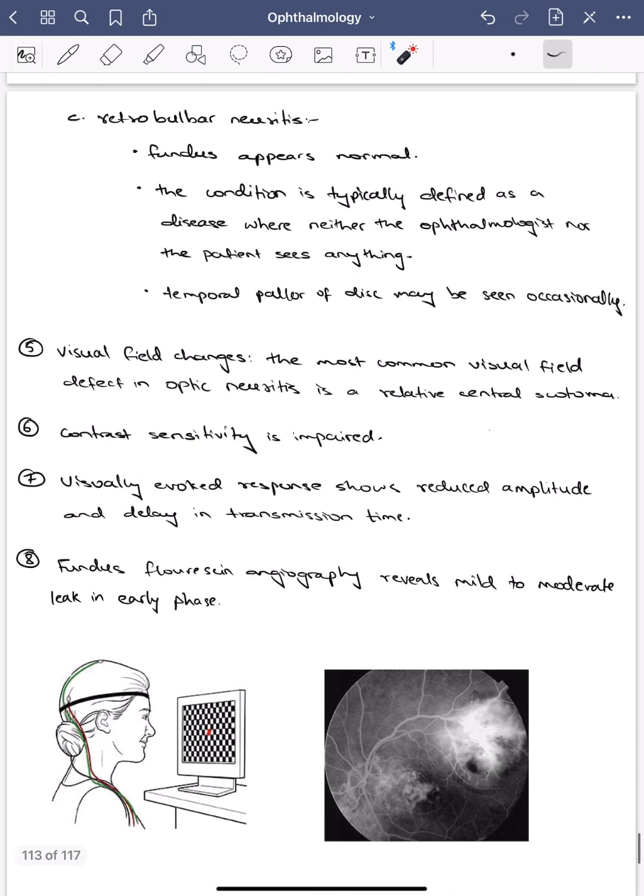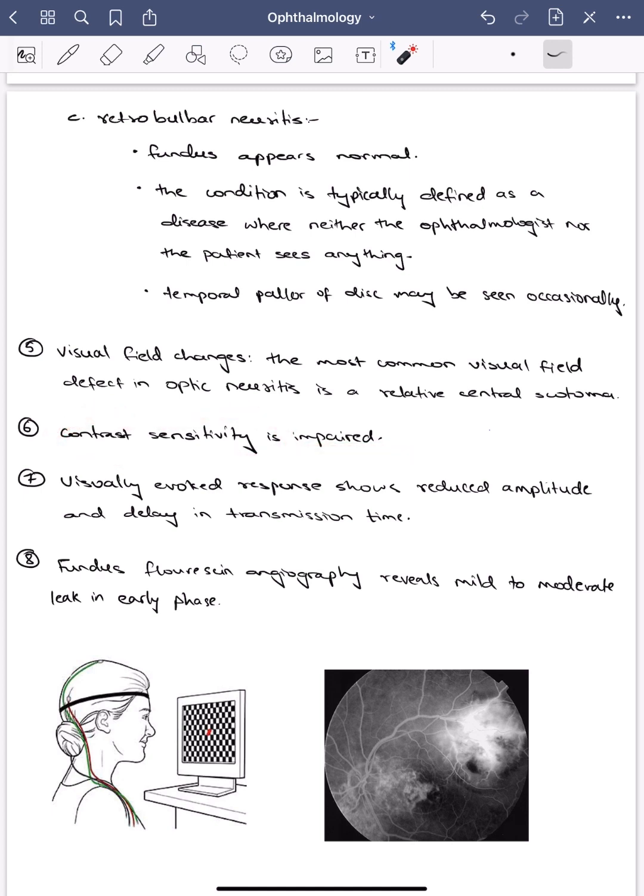Now the next sign is the visual field changes. The most common visual field defect in optic neuritis is the relative central scotoma. Another sign is that the contrast sensitivity is impaired. If we remember, the depth perception of moving objects is impaired, and this is a symptom of optic neuritis, also known as Pulfrich's phenomenon. Here contrast sensitivity is impaired.